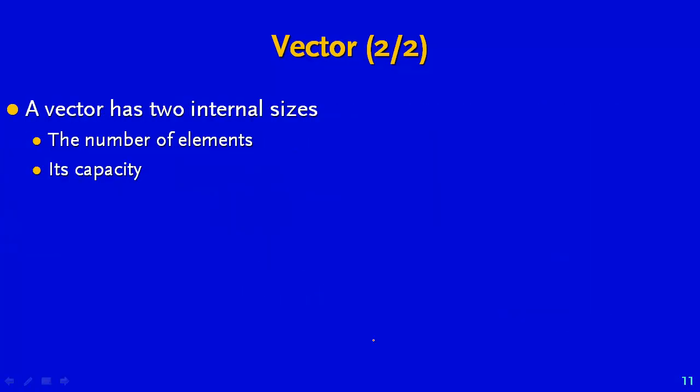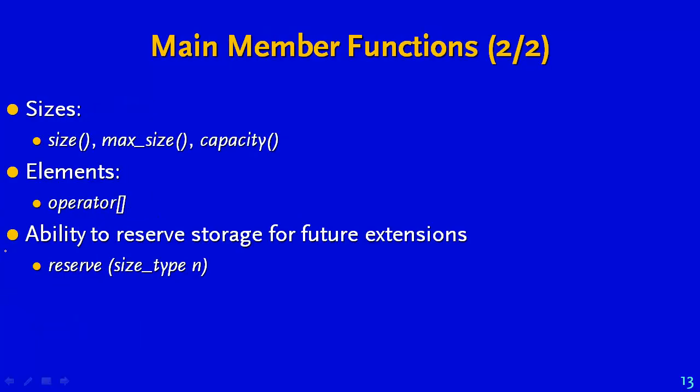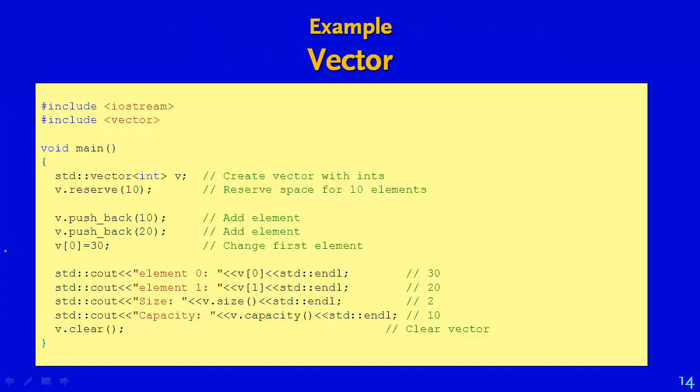The vector has two internal sizes, as we've seen before: the number of elements, which is the size, and the capacity. What are the member functions? You've got constructors, a default constructor, a copy constructor. You can create a vector with a given size. Begin and end we've seen already. You can push back and pop back. It's got a size function, max size and capacity. You can index, that is, access the elements of your vector, and you can reserve memory, as we've seen in the demo before.